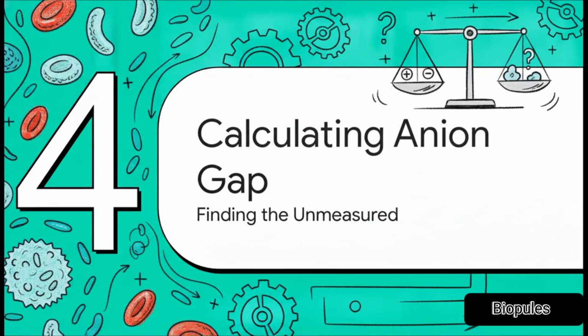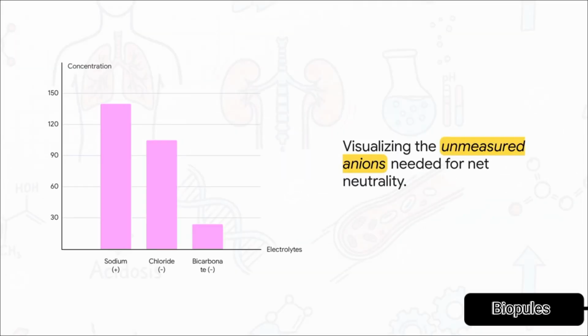Section 4, Calculating the anion gap, finding the unmeasured. Since we know the blood is perfectly balanced, we can actually use this brilliant, kinda imperfect lab calculation to our advantage. If you chart out our primary measured cation, which is sodium, against our 2 primary measured anions, chloride and bicarb, you instantly see this empty space.